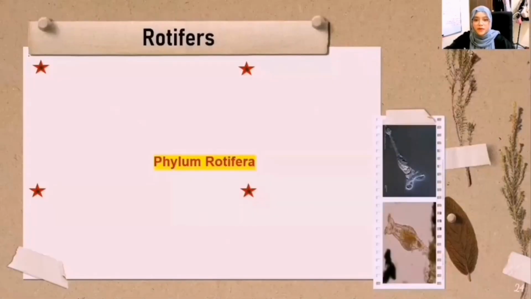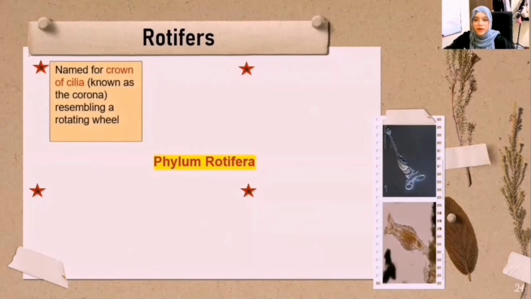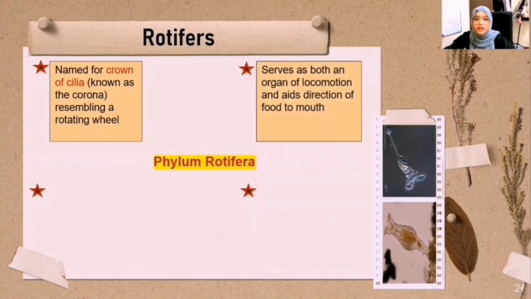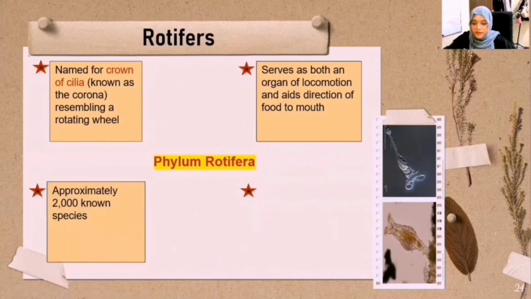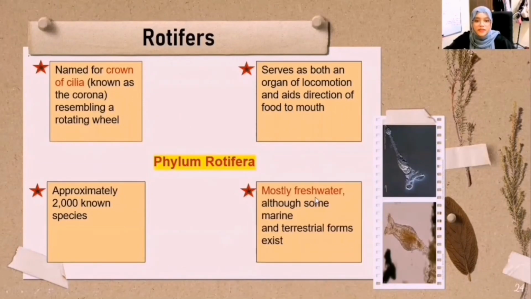Next, this is about rotifers, or phylum Rotifera. Rotifers are platyzoans related to the flatworms. They are named for a crown of cilia, known as the corona, resembling a rotating wheel. The corona serves as both an organ of locomotion and aids in directing food to the mouth. There are approximately 2,000 species, primarily living in freshwater. However, some marine and terrestrial forms also exist. The majority of rotifers are transparent, but some are very colorful.